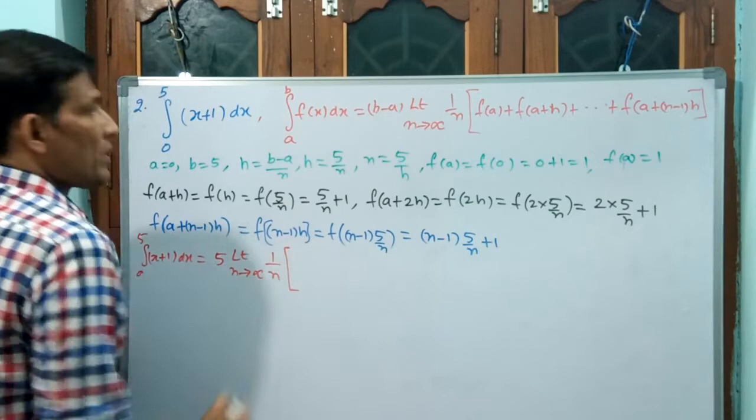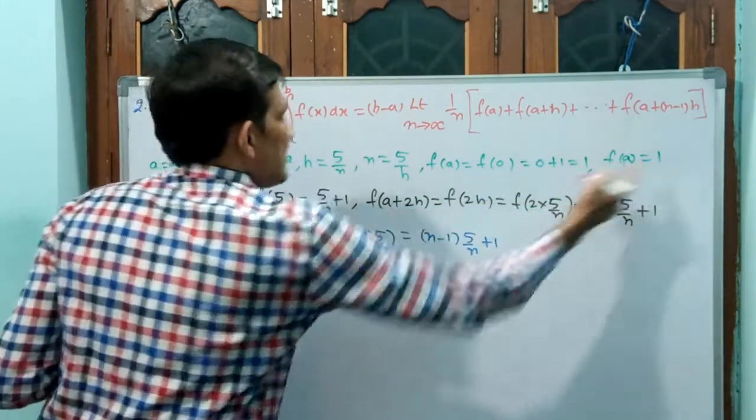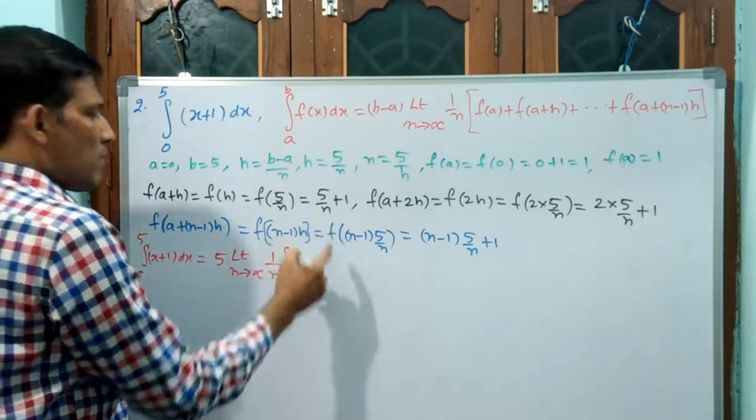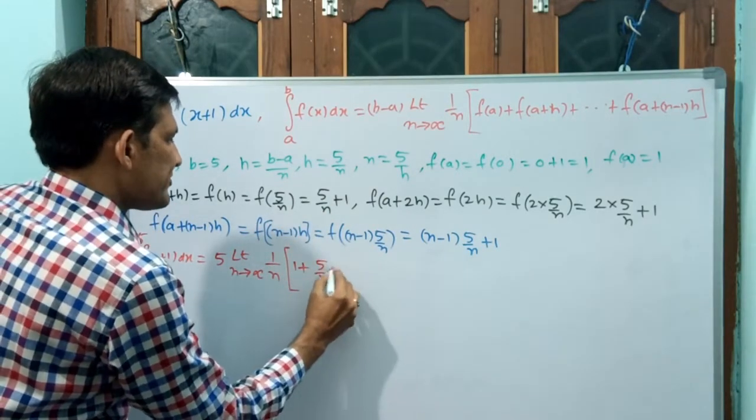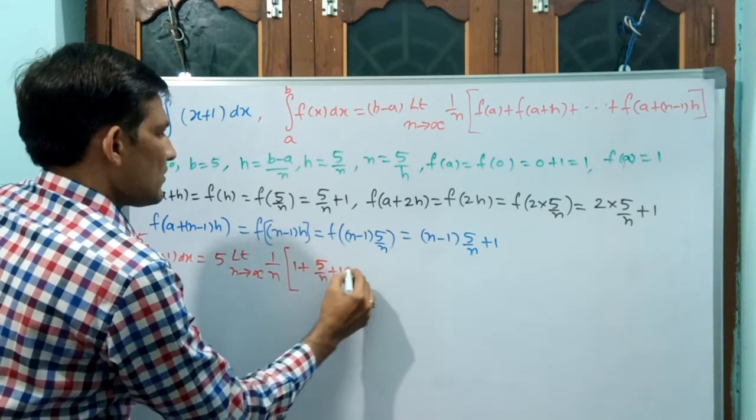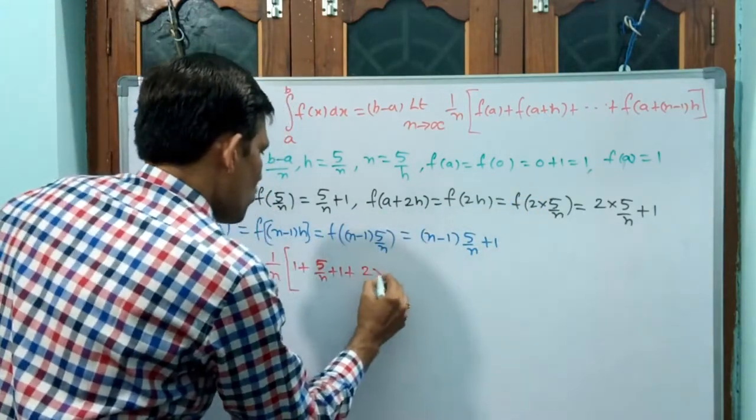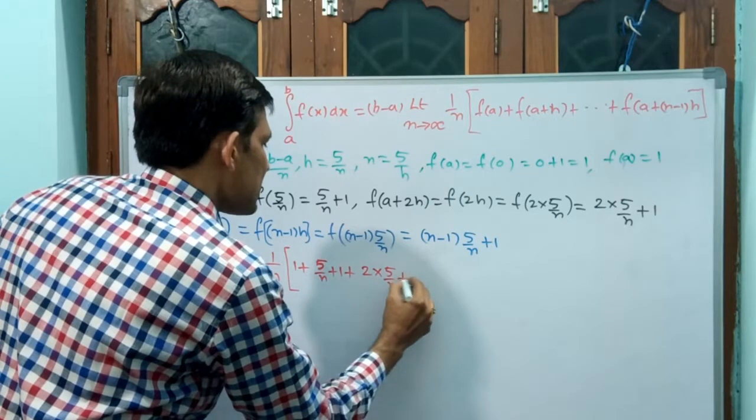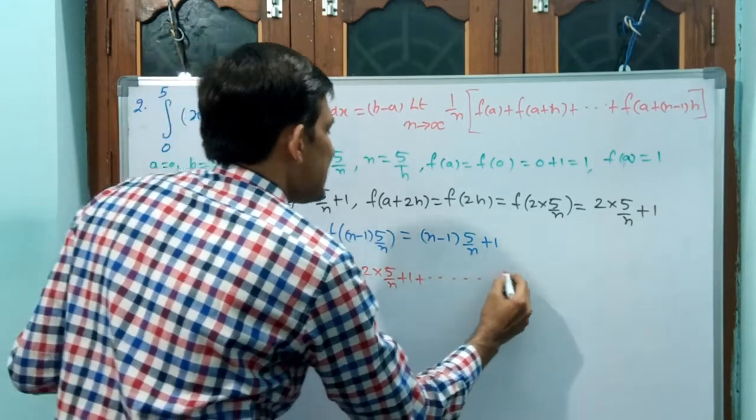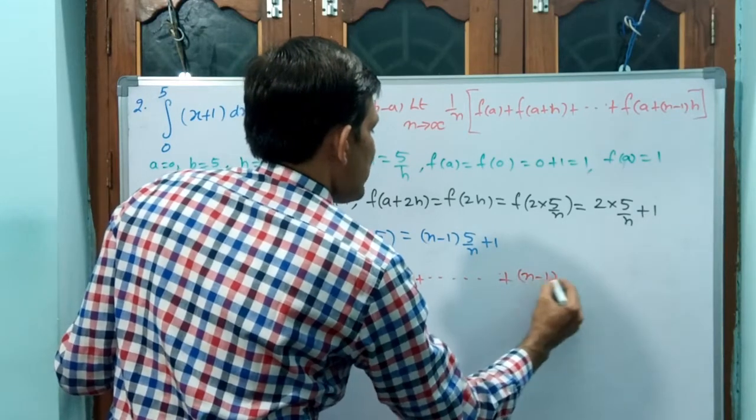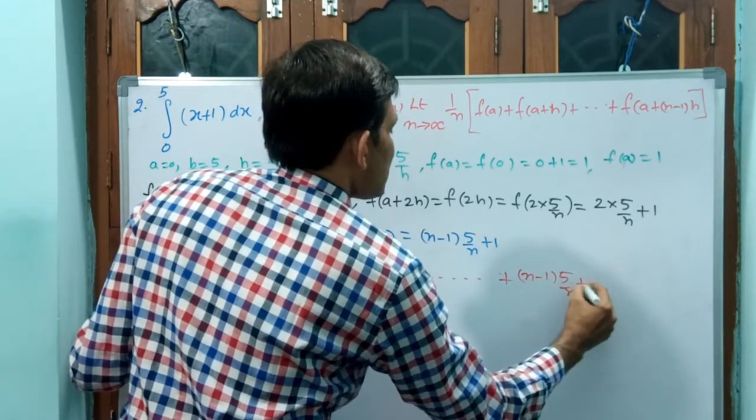Into f of a, which is 1, write down 1, plus f of a plus h, 5 by n plus 1, plus f of a plus 2h, 2 into 5 by n plus 1, plus dash, plus n minus 1 into 5 by n plus 1.